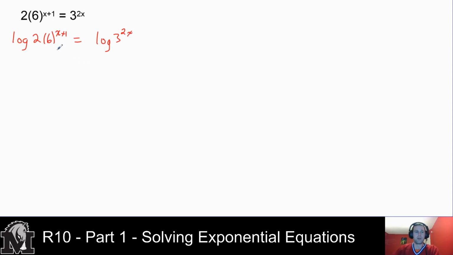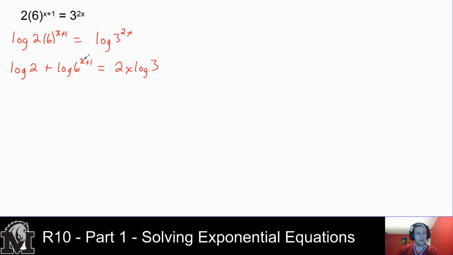Now I actually have to apply a couple different log rules right here. On the left-hand side, I have a product. I have 2 times 6, and then the 6 has an exponent there. But because we have a product, I'm going to apply the product law, which says we can separate these with addition. So log of 2 plus log of 6 to the power x plus 1. And then over here, I have an exponent, so I'm going to apply the power law on this side. So 2x log 3.